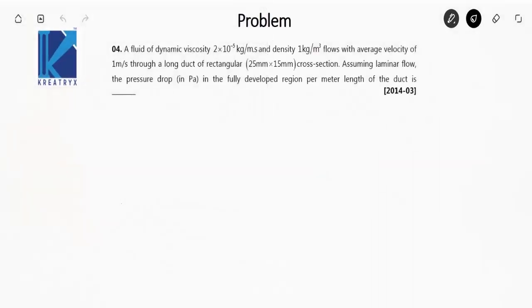A fluid of dynamic viscosity, again mu is given, 2 into 10 raised to the power minus 5 kilogram per meter second, and density rho is equal to 1 kilogram per meter cube, flows with an average velocity of 1 meter per second through a long duct. This is average velocity. Now this is a long duct of rectangular cross section. It's not a pipe, it's a long duct of a rectangular cross section. Assuming laminar flow, so it has been now given that the flow is laminar, so there is no need to check Reynolds number.